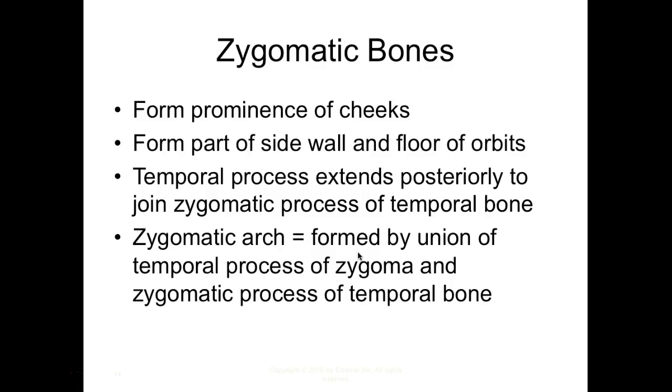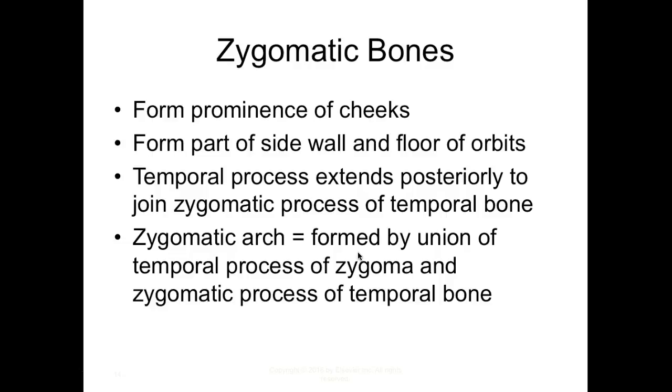So, your zygomatic bones. They form the prominence of your cheek, and each person is different on how far that sticks out. And when we get to the zygomatic bones, we'll talk about that because sometimes they're really, really hard to get good zygomatic arches. They form part of the side wall and the floor of the orbit, and the temporal process extends posteriorly to join the zygomatic process of the temporal bone.